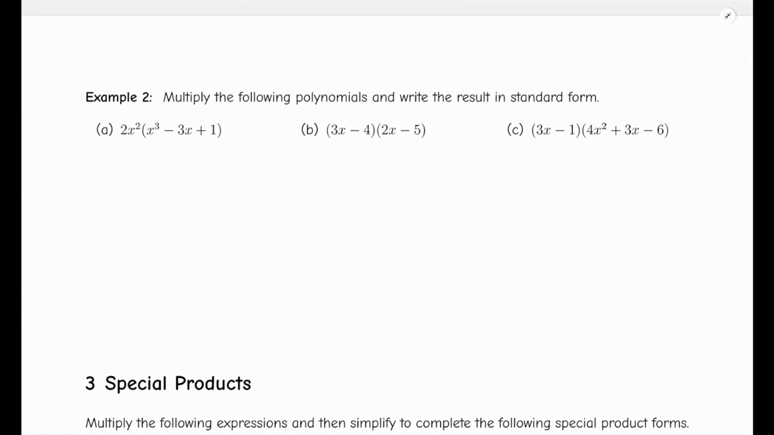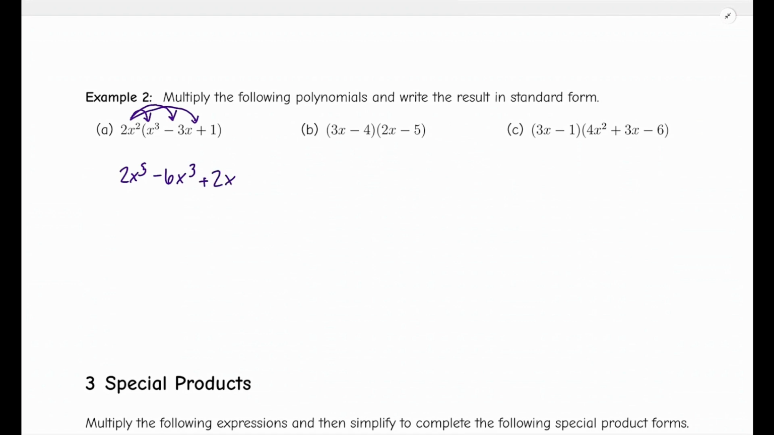So when you're multiplying polynomials, you're going to just want to use the distributive property. Now, some of you may have learned the acronym FOIL in high school, and it only works in specific cases, and I see students use it incorrectly more often than they use it correctly. So I recommend avoiding that acronym. So now I'm going to distribute: 2x squared times x cubed is 2x to the 5th. 2x squared times negative 3x is negative 6x cubed, and 2x squared times 1 is 2x squared.